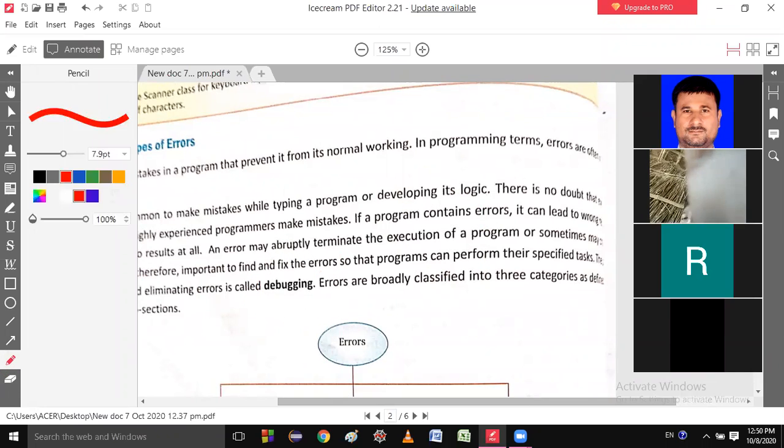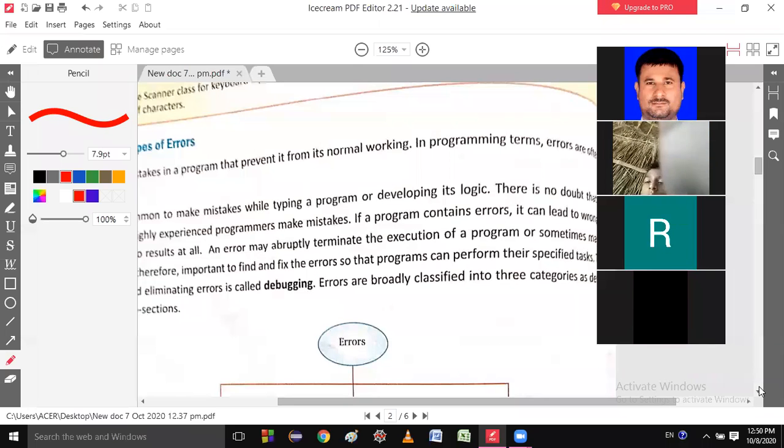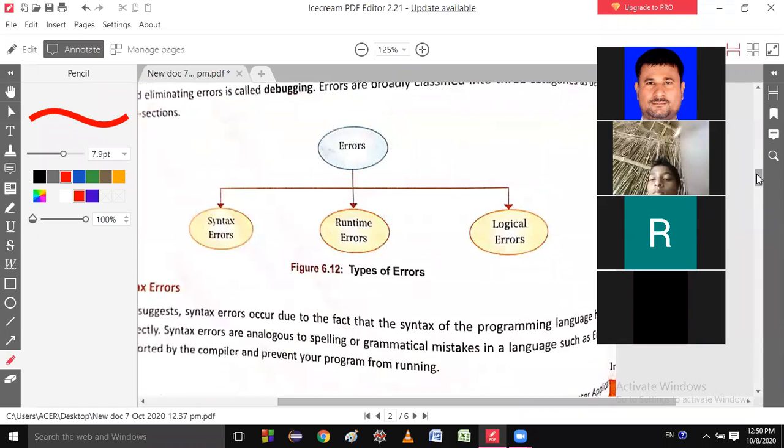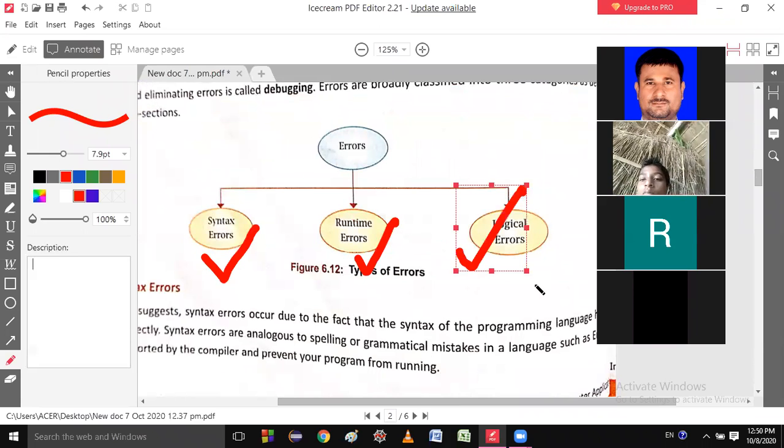Next, let me explain how many types of bugs there are in programs. So errors: the first one is syntax error, the second one is runtime error, and the third one is logical error. These are very simple concepts. Listen to my words. You need not just go through the theoretical part. My words will clear every concept.